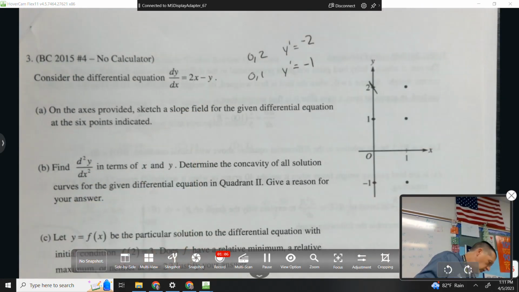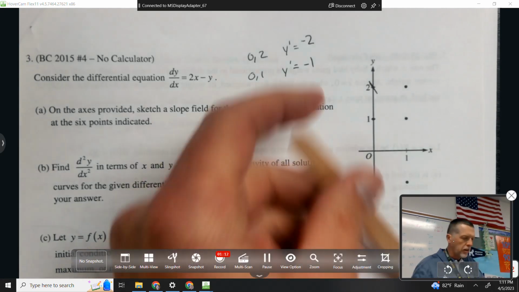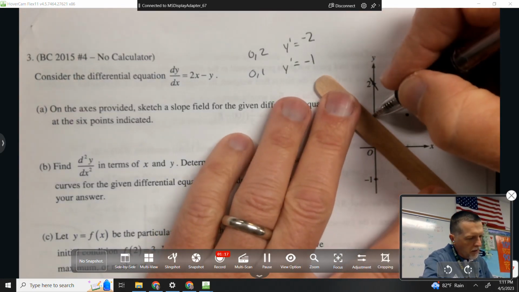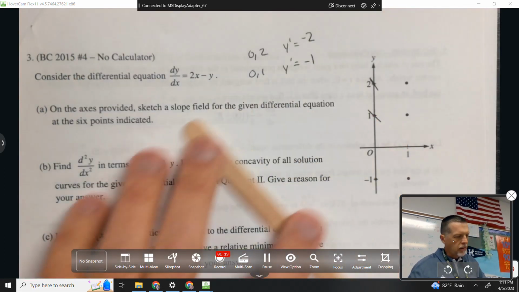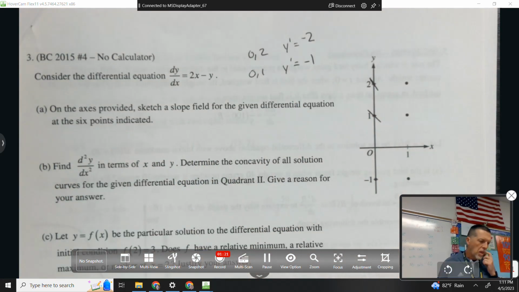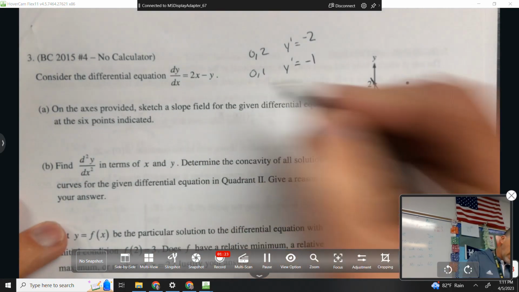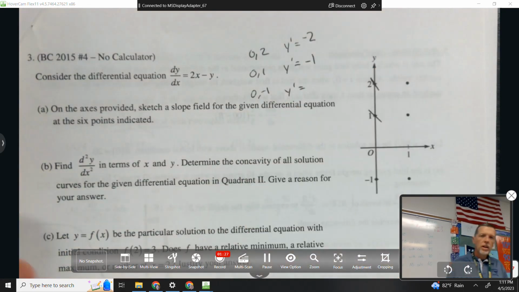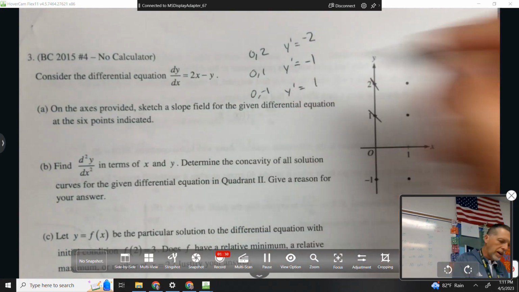This is where you could use the straight edge of your ID on test day if you wanted to make your slopes accurate. At (0, negative 1), the slope would be positive 1.